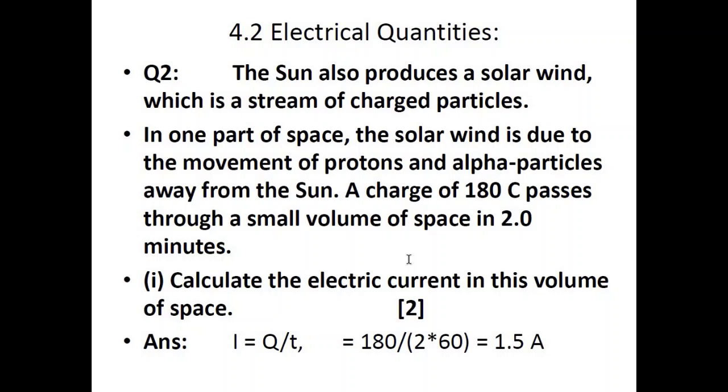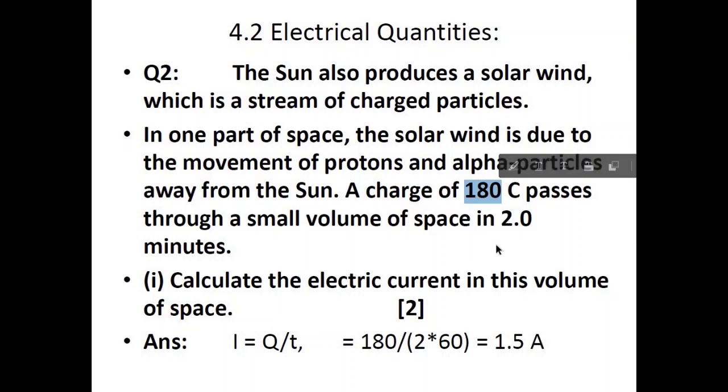The sun produces a solar wind, which is a stream of charged particles. In one part of space, the solar wind is due to the movement of protons and alpha particles away from the sun. A charge of 180 coulombs passes through a small volume of space in 2 minutes. Calculate the electric current in this volume of space. Now the formula that connects current and time, we are given time in 2 minutes, and the coulomb or charge, is supposed to be I equals Q upon T. So simply plug in the values. We have to calculate I, or the current. So Q is supposed to be 180.